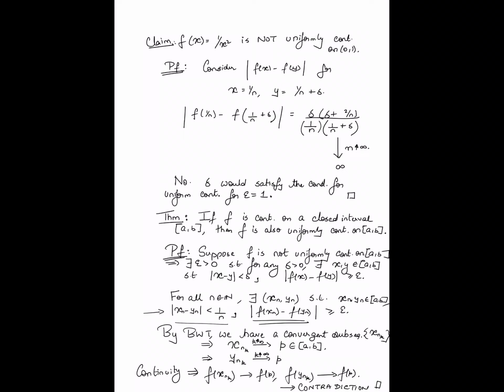Now I use the Bolzano-Weierstrass theorem to argue that there must be a convergent subsequence of the xn sequence, but then the way xn and yn are constructed, you are guaranteed that the same subsequence of yn also converges to the same limit p.